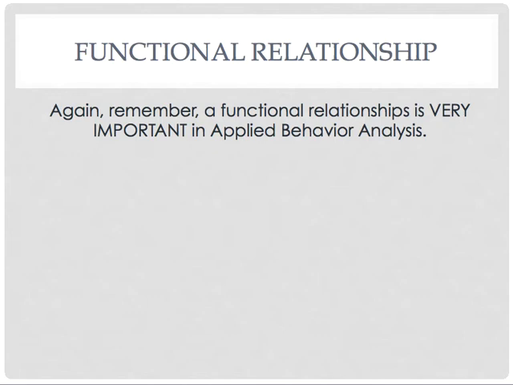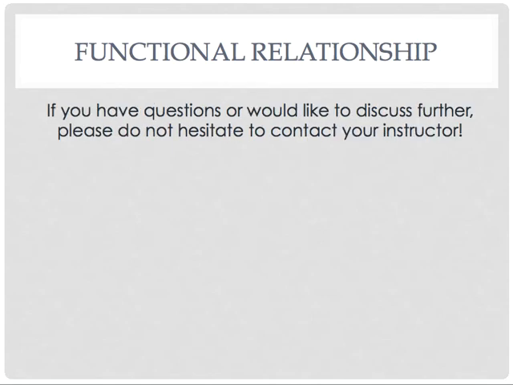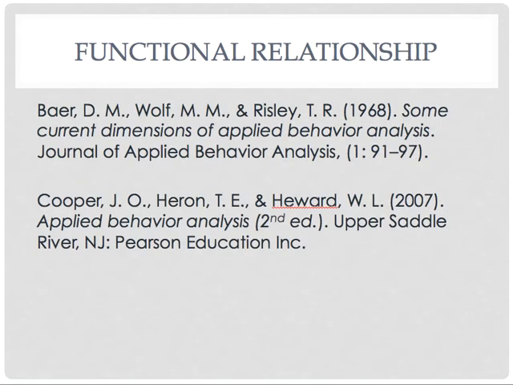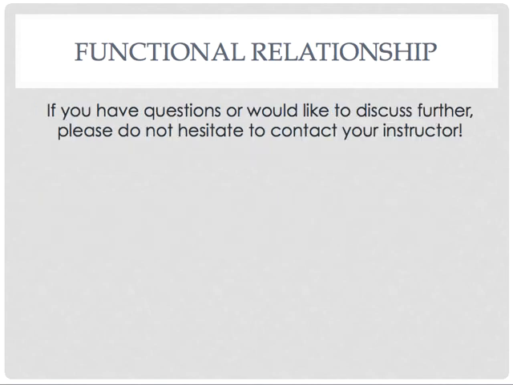Again, remember, a functional relationship is very important in applied behavior analysis. If you're not familiar with the 7 dimensions of behavior, I encourage you to go back and read the Baer article. Here is the reference for you. And then if you're not familiar with experimental or single subject research designs, I encourage you to review your Cooper book for that material. As always, if you have more questions, please do not hesitate to contact your instructor.